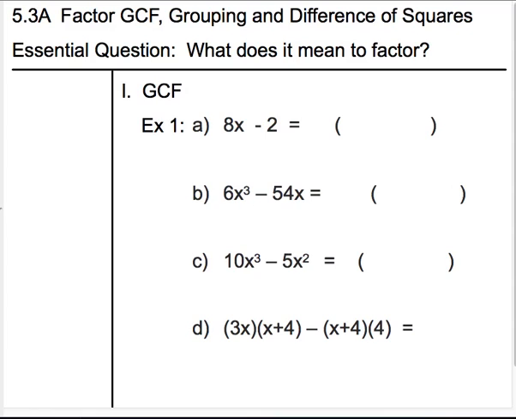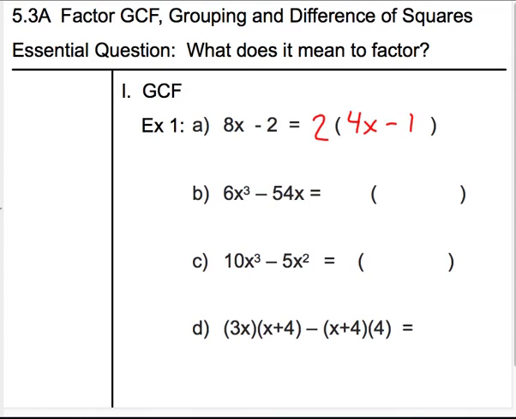So our first example is 8x minus 2. We know that 2 goes into 8, or 2 is a factor of 8. 2 is also a factor of 2. So we pull that outside the parentheses. Factoring by greatest common factor is like the reverse distributive property. And then we divide to figure out what's left, or what goes inside the parentheses. 8 divided by 2 is 4, so we have 4x. 2 divided by 2 is 1, so 4x minus 1 is what's left inside the parentheses.